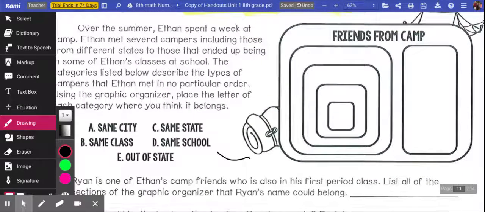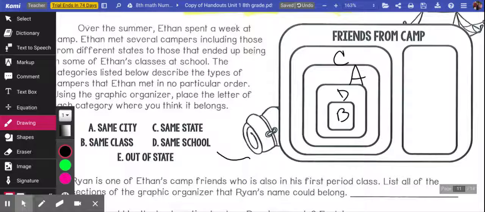So the middle one should be the most specific. The most specific would be that they are in the same class. So B would be here. And then heading out from there would be the same school. Obviously, if they're in the same class, they're already in the same school. And if they're in the same school, then we know they're in the same city. And if they're in the same city, then we know they're in the same state. And then we know they're friends from camp.